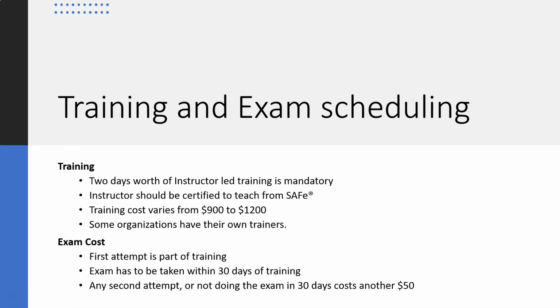And about the exam cost, the first attempt is part of training. Once your training is done, you have 30 days to take the exam and you don't need to pay anything extra. In case you need a second attempt, or you're not able to attempt the exam within 30 days, it will cost another $50. So it's advisable to do the exam within 30 days. I would say sooner is better because after the training everything is fresh. We should try to take the exam within a week or two after training.